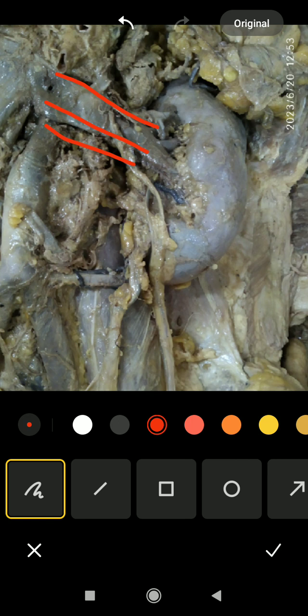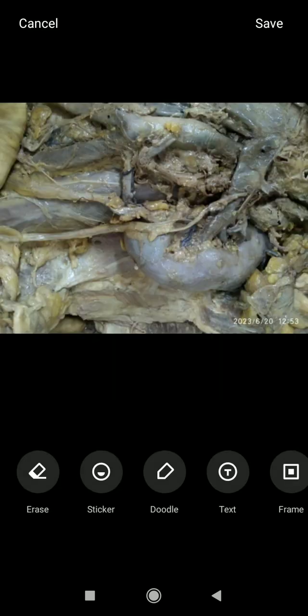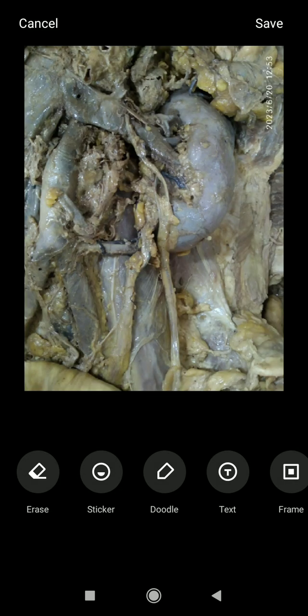And descending down from the hilum is the pelvis of the ureter. It's wider here and it's narrowing here. You can see that. That is the pelvis of the ureter. So the structures in the hilum of the left kidney are renal vein, renal artery and ureter.